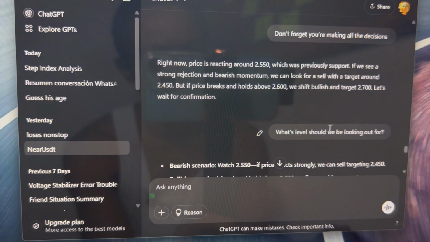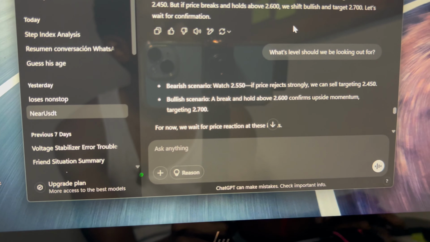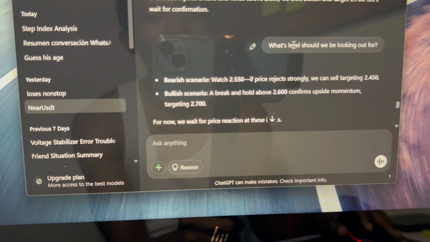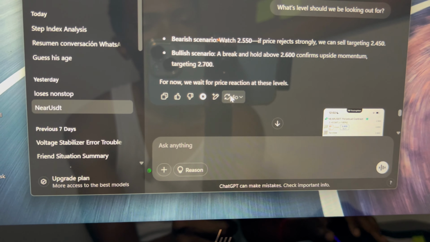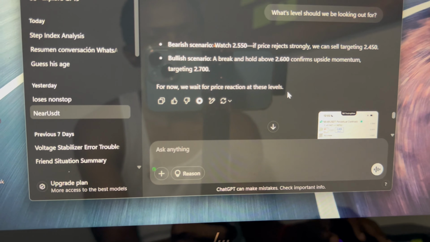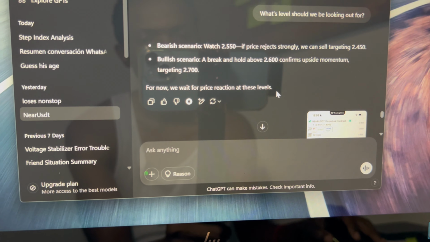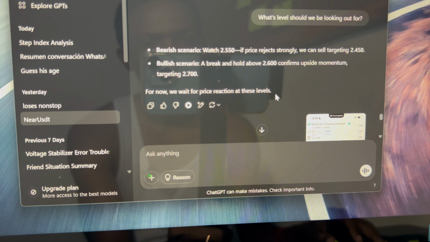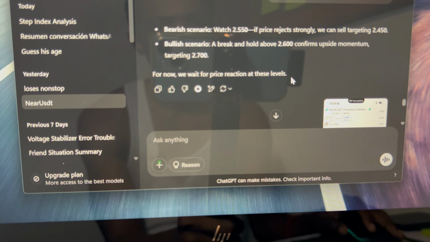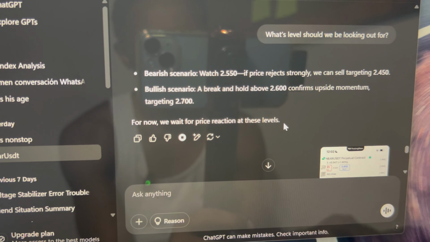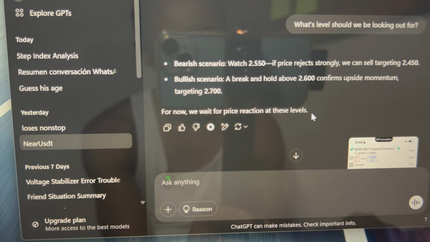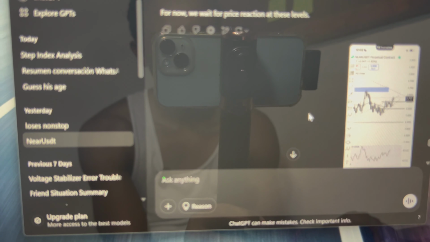Let's wait for confirmation. So the chat asked us to wait for confirmation, and then I asked what level we should be looking out for here. And he said this. Bearish scenario: watch 2.550. If price rejects strongly, we can sell targeting 2.450. Bullish scenario: a break and hold above 2.600 confirms upside momentum, targeting 2.700. For now, we wait for price reaction at these levels.